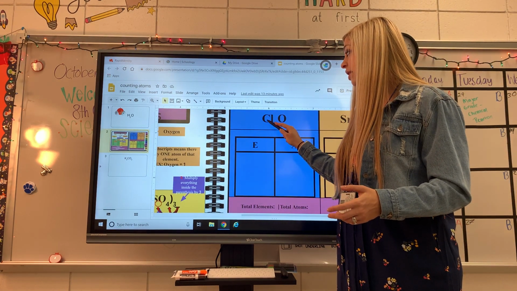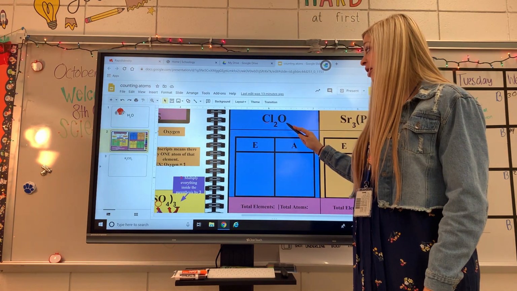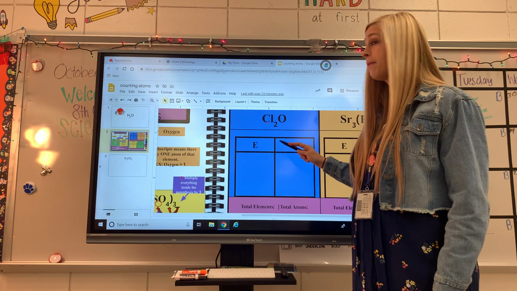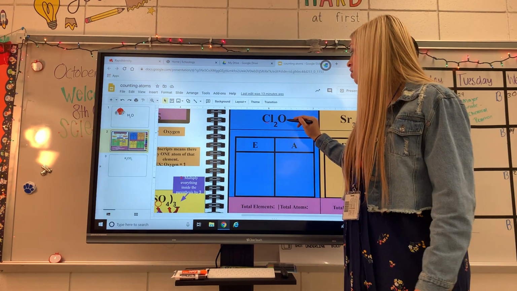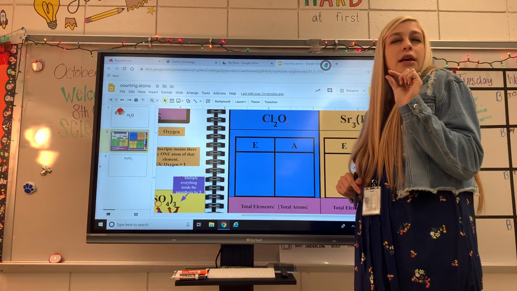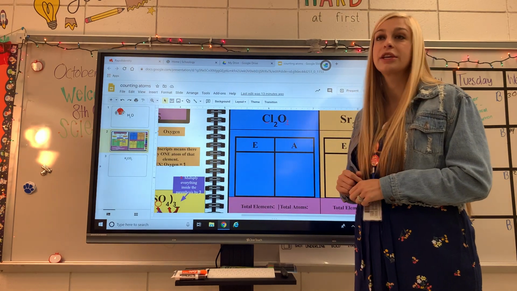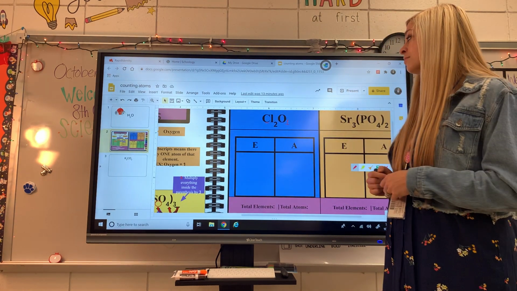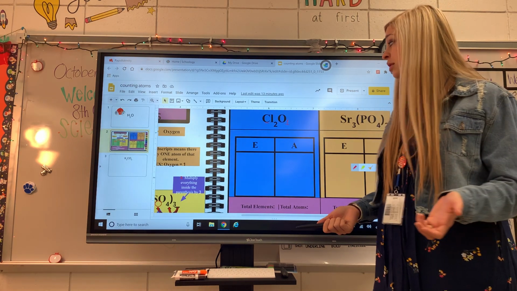Cl, that's 1 capital letter, so that's 1 element. The 2 goes with Cl. O doesn't have a subscript, so we've got to give it a subscript. Remember, a subscript is a little number. It's like a little kid just hanging on to its mom's leg. It's hanging on, so it goes with whatever it's hanging on to. All right, we don't have any parentheses, so we're not going to draw any arrows.